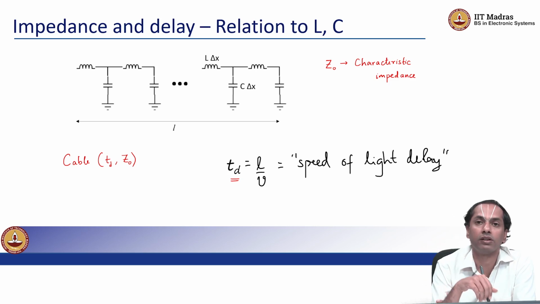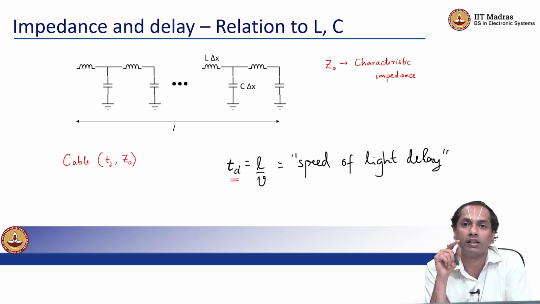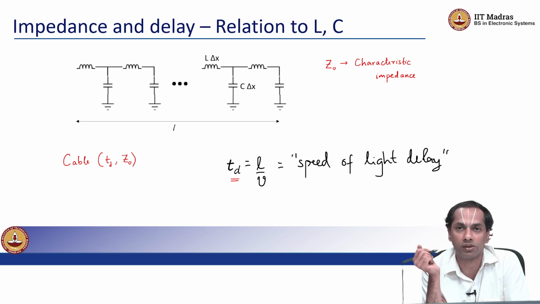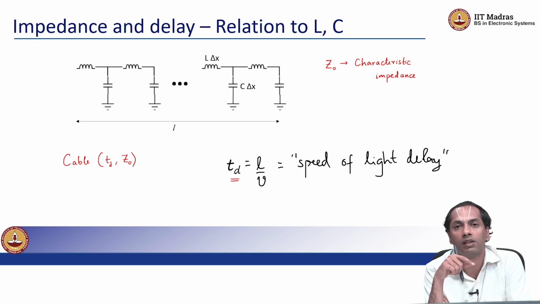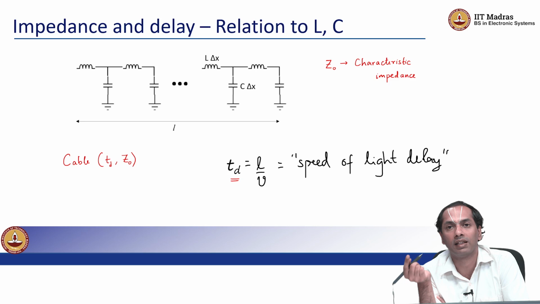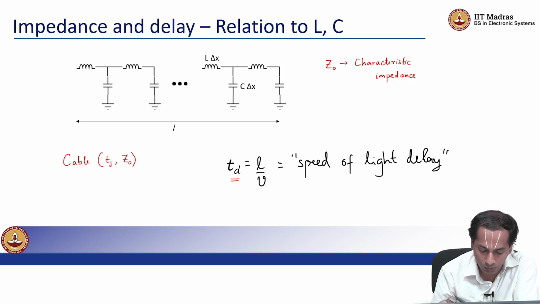So given that you are told only the speed of light delay of the cable and Z naught, how can I get to the L and C values, right? So the L and C are my model parameters, but nevertheless I would like to get from the speed of light delay and Z naught that they give me to the L and C values, right? So what can we do?